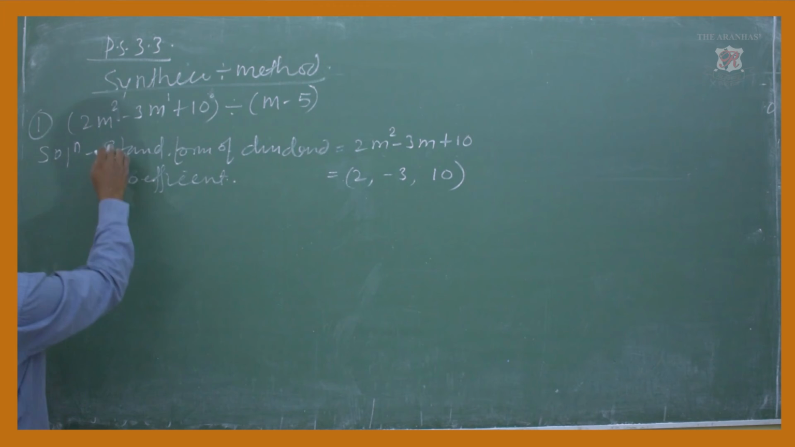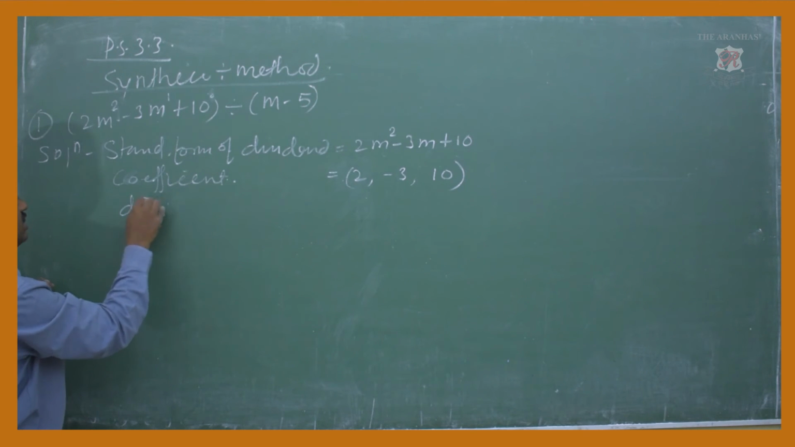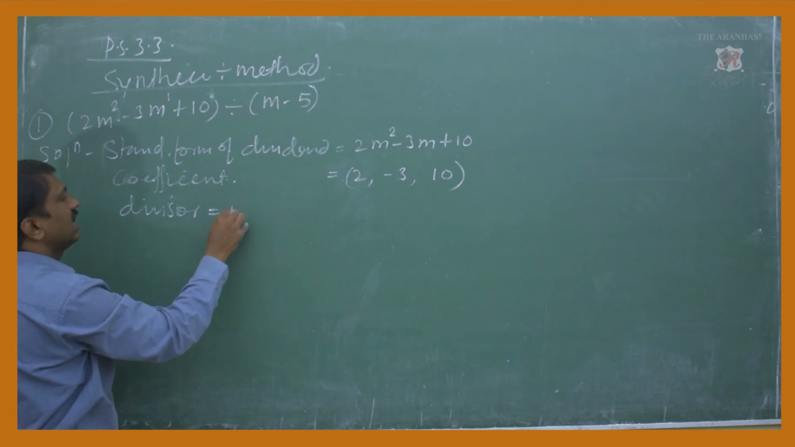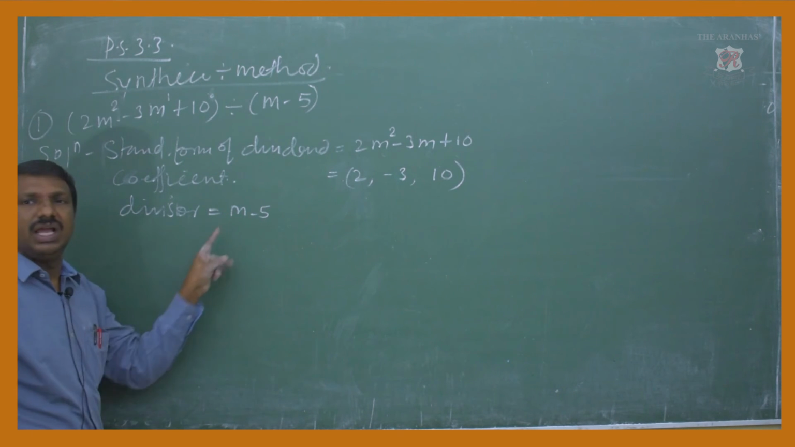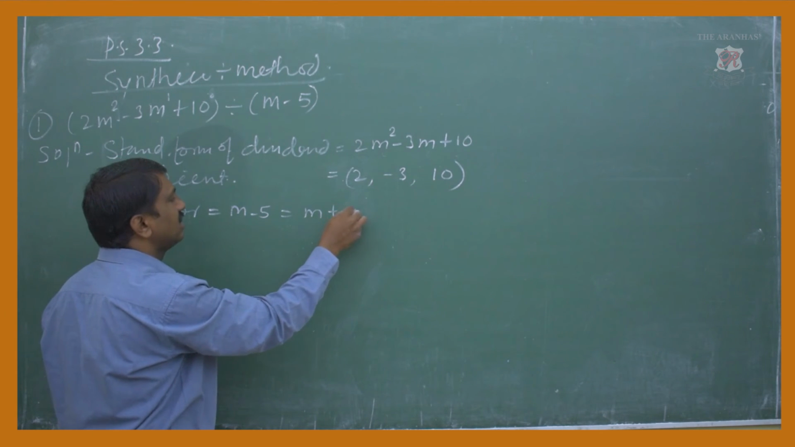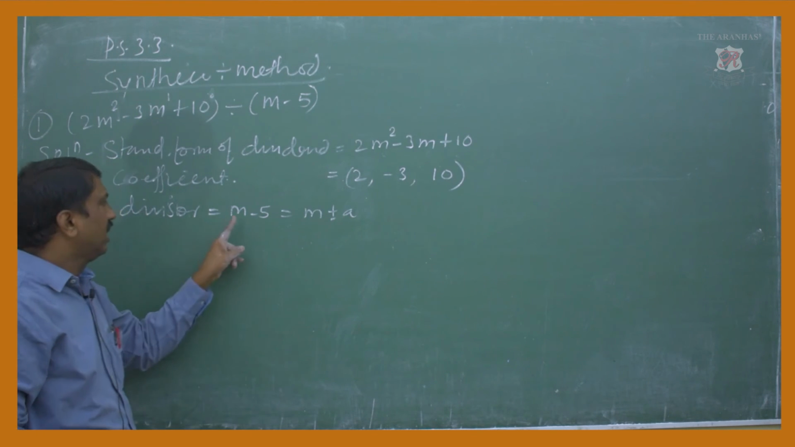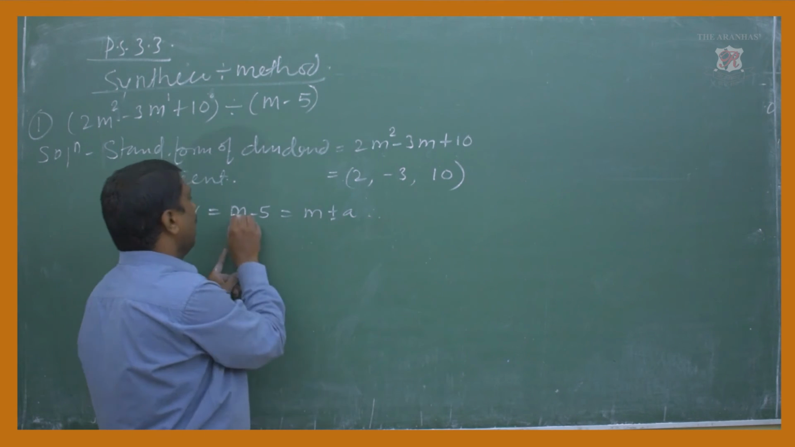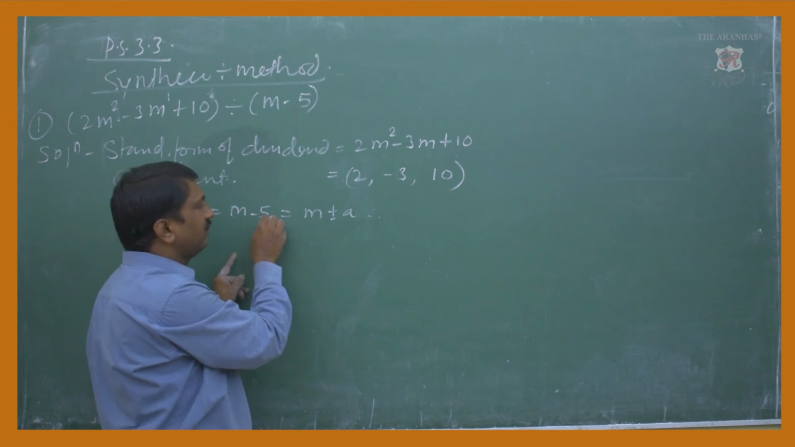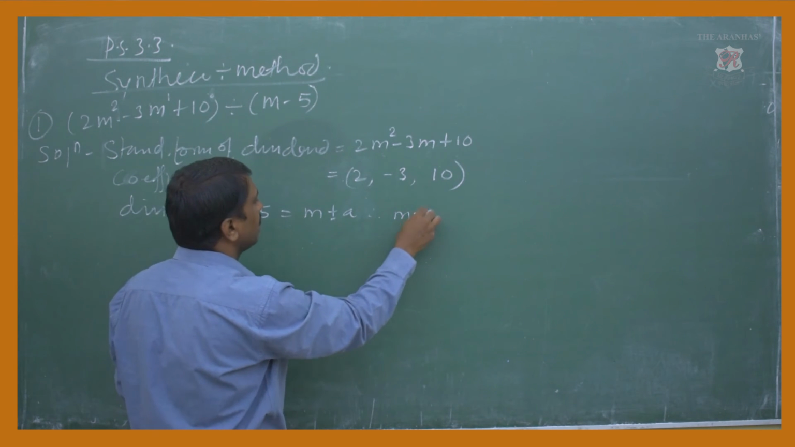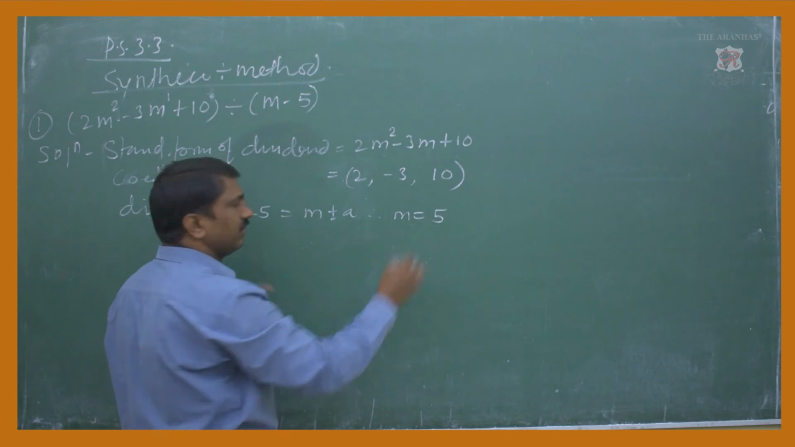Now next is the divisor. Let us see what the divisor is here. We have the divisor m minus 5. We can write it as m plus or minus a, meaning if it is plus, it will become minus. That is why here, m minus 5, so the value of m we will write: m is equal to plus 5.